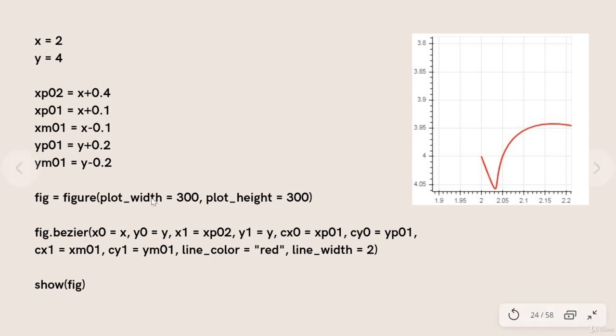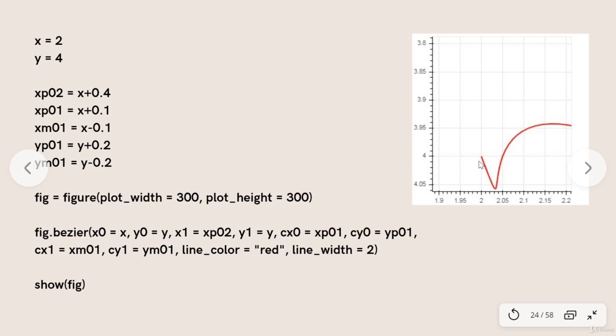You can have some additional parameters like line underscore color, so what color of line you want, and the width of the line, and then finally the show effect. And this is your Bezier. Okay, you can see this is how the Bezier works. So x naught was equal to x, which is equal to 2. So you can see the starting is at 2, and y naught was equal to y, so y was 4. So the first point is 2 and 4.